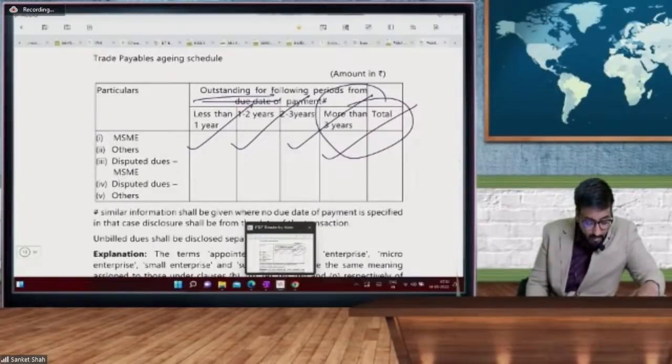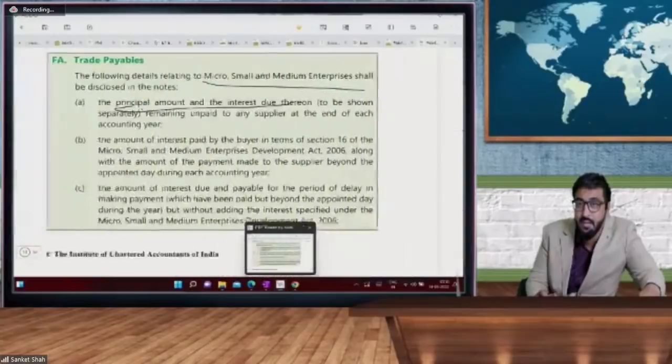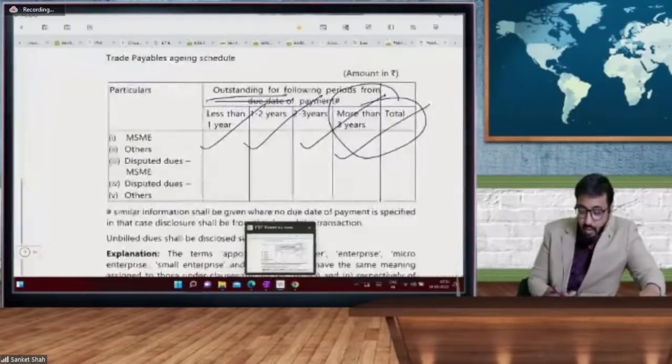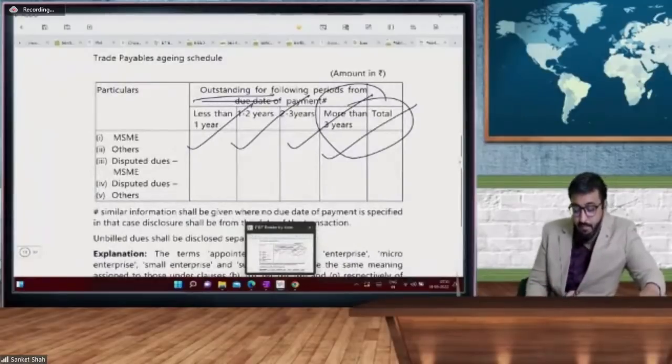Trade payable. Okay. So trade payable means MSME, less than 1 year. What is MSME? It is micro, small and medium enterprises. Okay, micro, small and medium enterprises. Outstanding balances. So these are some creditors which you are going to pay within 1 year, 1 to 2 years. So this is a presentation.